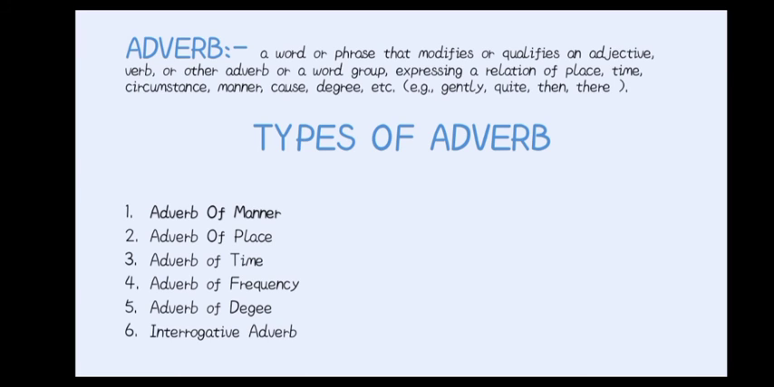Now, adverb of degree. Adverb of degree is nothing else but it shows us the extent to which an action takes place. Suppose I say that Alia was very tired. Now, how tired was she? Was she less tired, a bit tired, or very tired? It is telling you that she was very tired. So, to what extent was she tired? That comes under your adverb of degree. Now, the next is your interrogative adverb. Interrogative adverb is again the same thing, that it asks you the question.